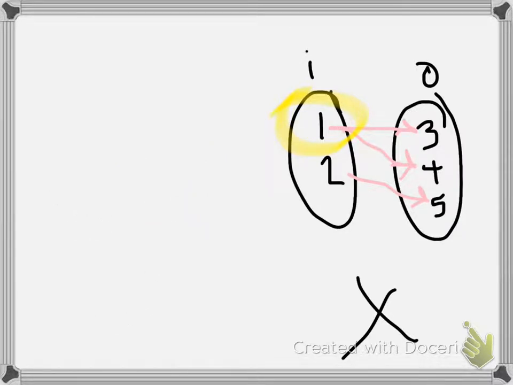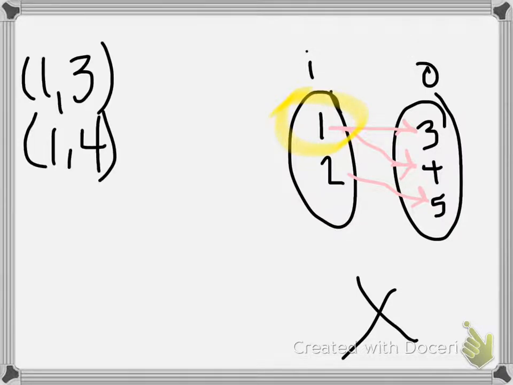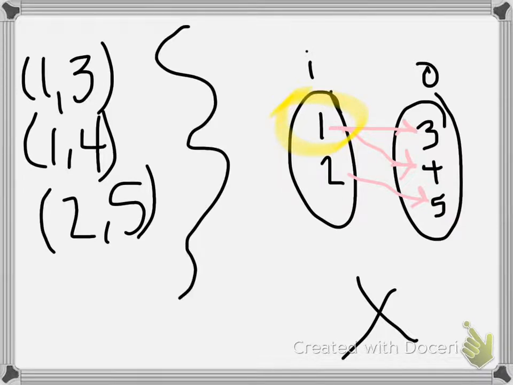Okay, so something you could do is you could write out all your ordered pairs. So this one would be 1, 3, and then also 1, 4, okay? And then 2, 5, because the 1 has arrows going to 3 and 4, which means 1 will have 3 and 4 as y values, which is why I wrote it out like this, okay?